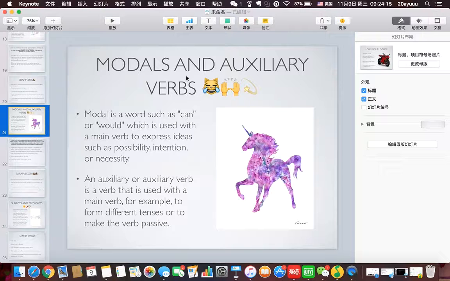A modal is a word such as can or would, which is used with a main verb to express ideas such as possibility, intention, or necessity. An auxiliary verb is a verb that is used with a main verb, for example, to form different tenses or to make the verb passive.